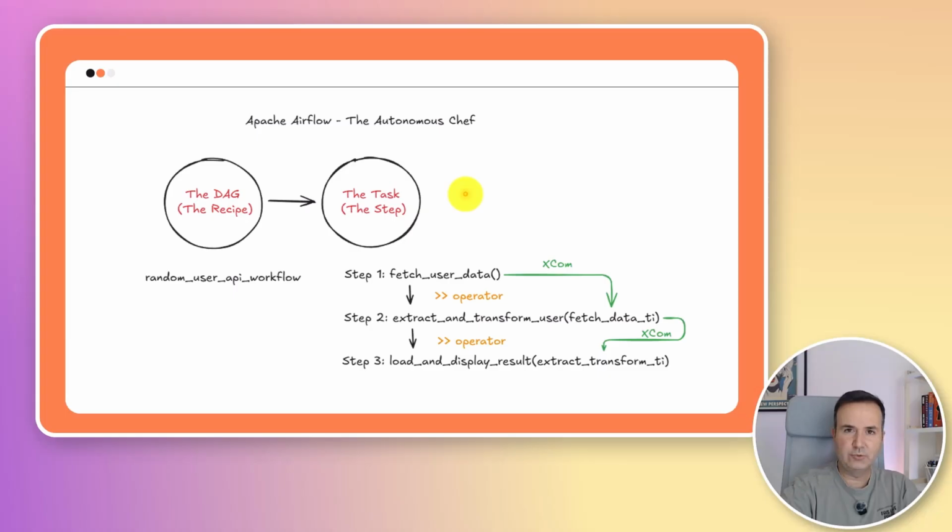Apache Airflow has two core concepts. The first one is the DAG, Directed Acyclic Graph. The DAG is the entire recipe. It is your complete workflow. It defines which steps will run, when, and in what order, and all is written in Python language.